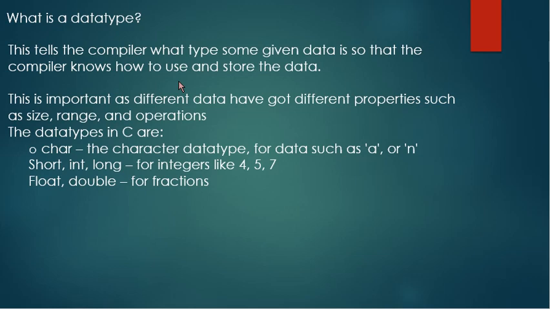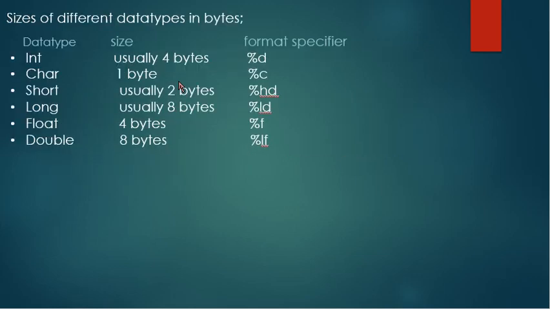Now, these data types have got different sizes. Now, what are some of these sizes? Well, for the data type int, it's usually 4 bytes. For the data type for characters, it's usually 1 byte. Short, 2 bytes. Long, usually 8 bytes. Then float, you have 4 bytes. Then for double, you have 8 bytes.